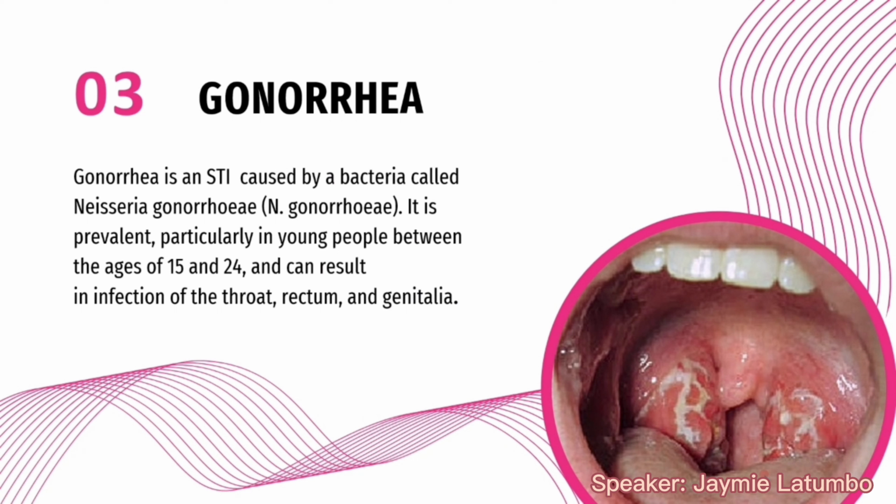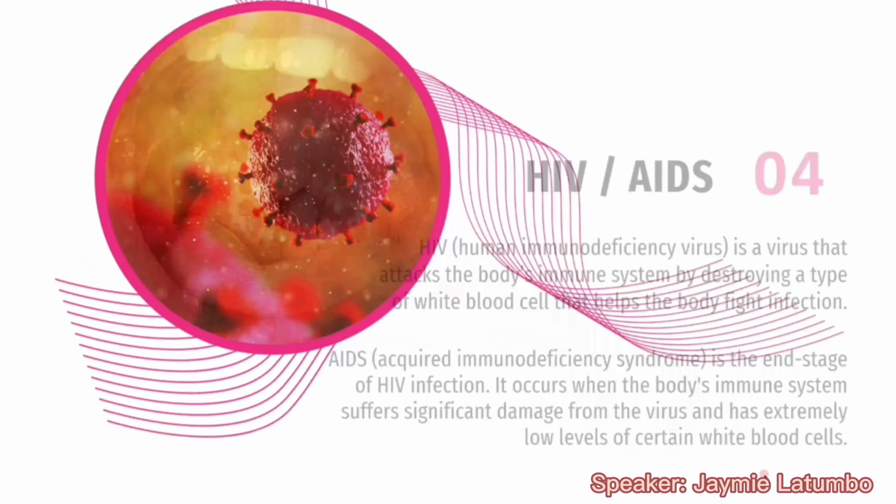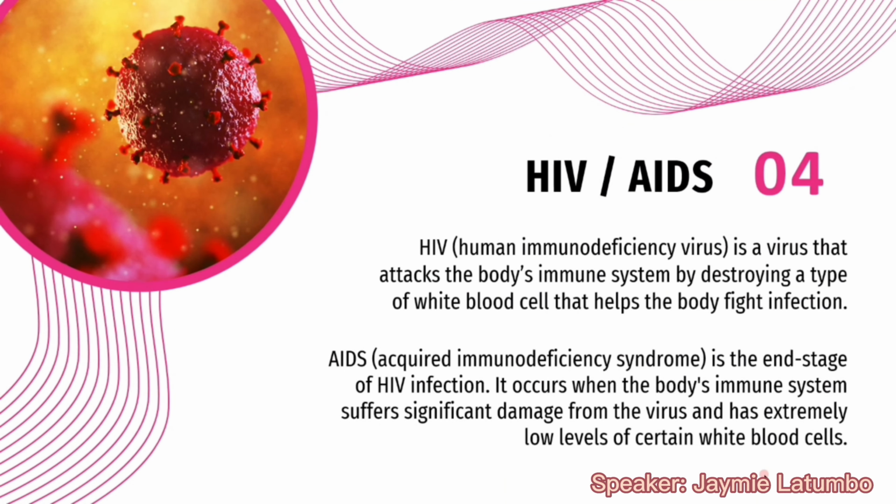So, signs and symptoms of gonorrhea are abnormal discharge from the vagina, penis, or anus, pain in the lower belly, rectal pain, especially when having a bowel movement, and pain when peeing. So the fourth type is HIV and AIDS.